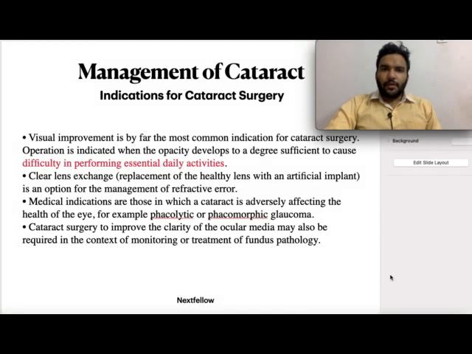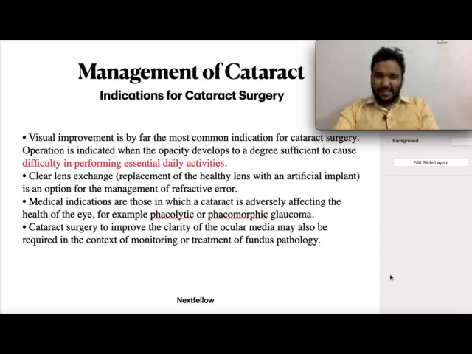Hi everyone. So let's continue with the management of cataract. Coming to the indications for cataract surgery, usually once the patient cannot do their normal routine activities, that is when we will prefer cataract surgery. There are other indications too, such as clear lens exchange, which is done in the case of refractive error. If the patient has high refractive error, then we can do clear lens exchange.